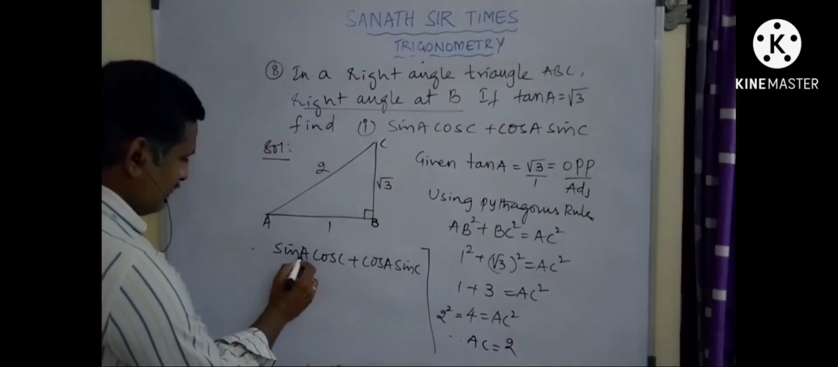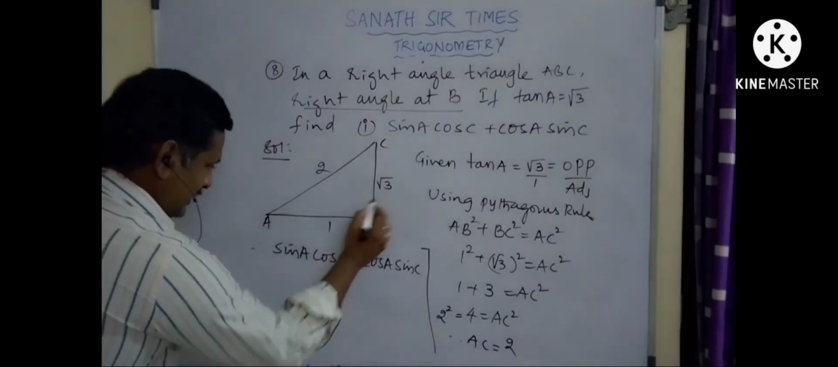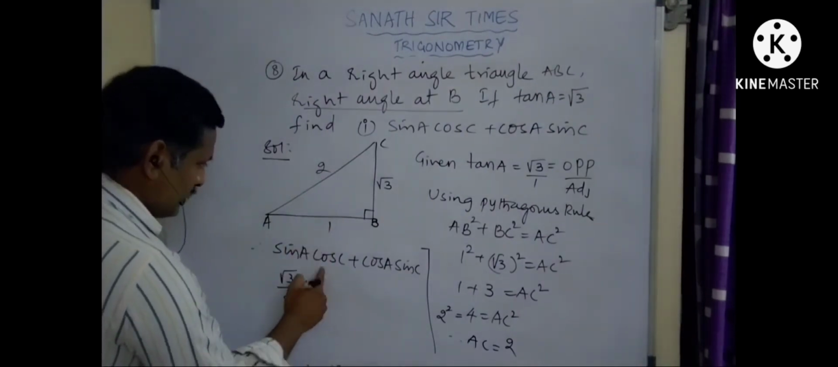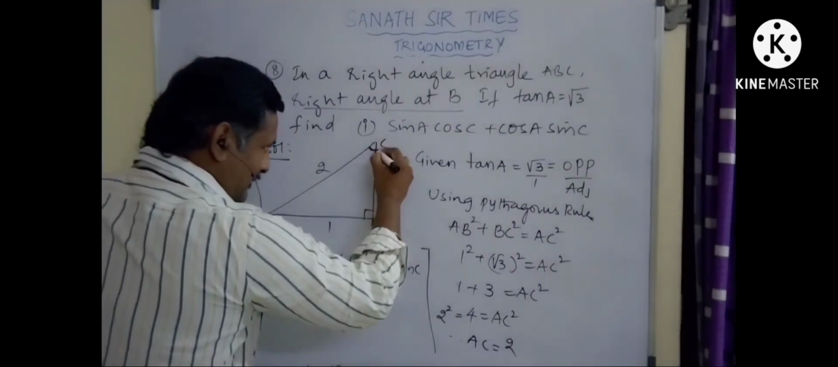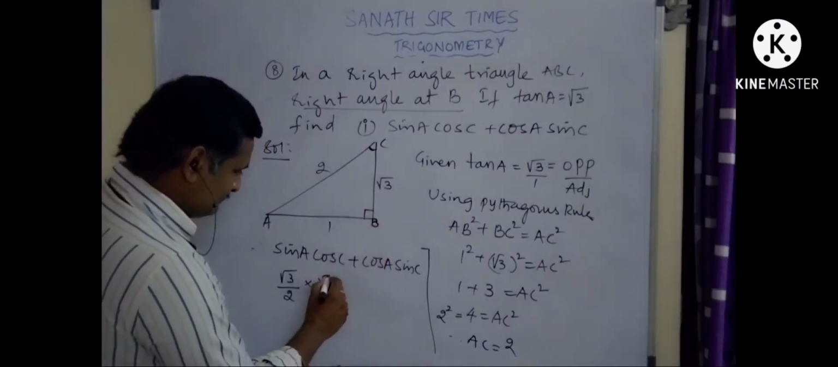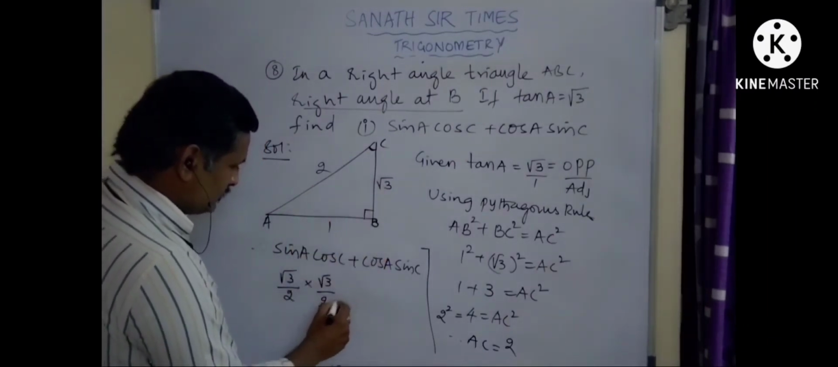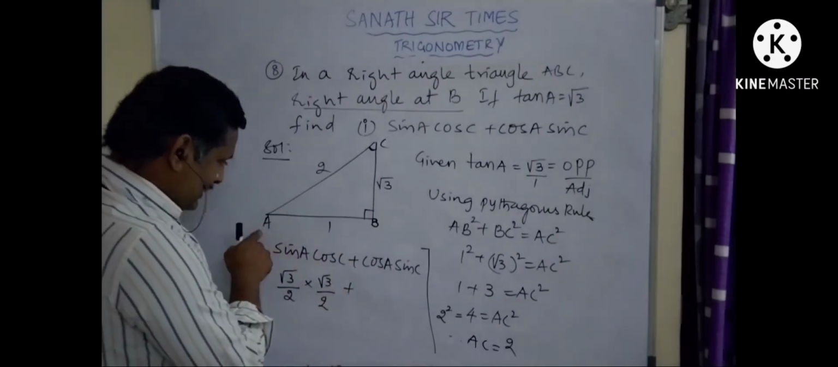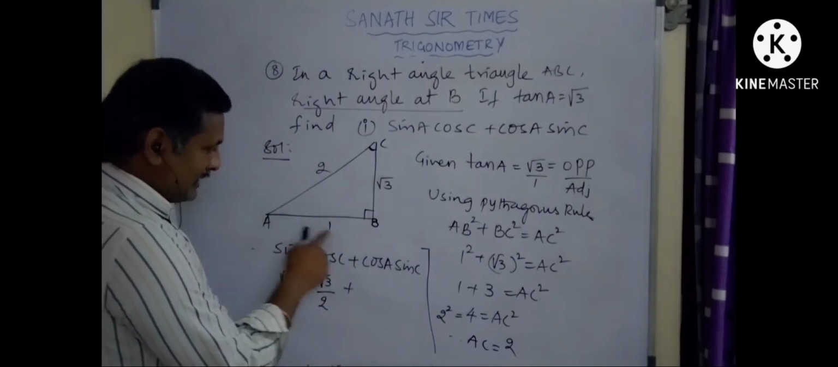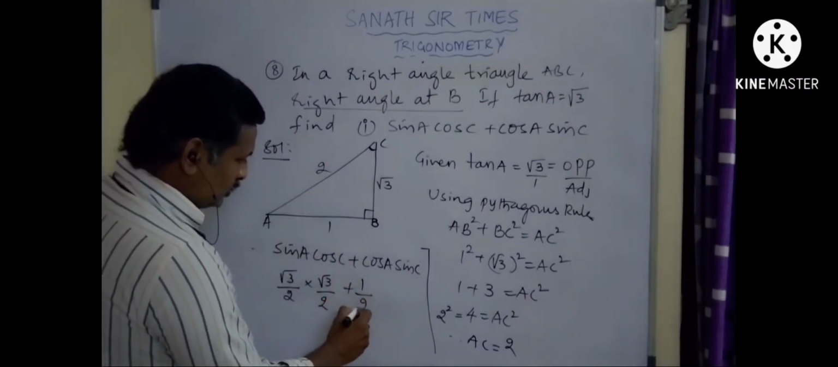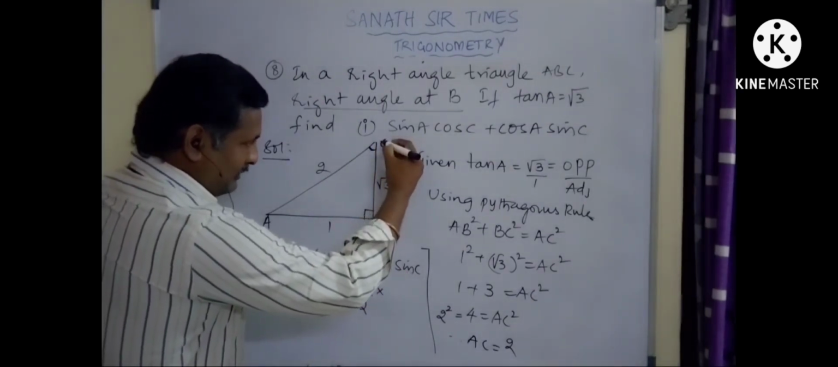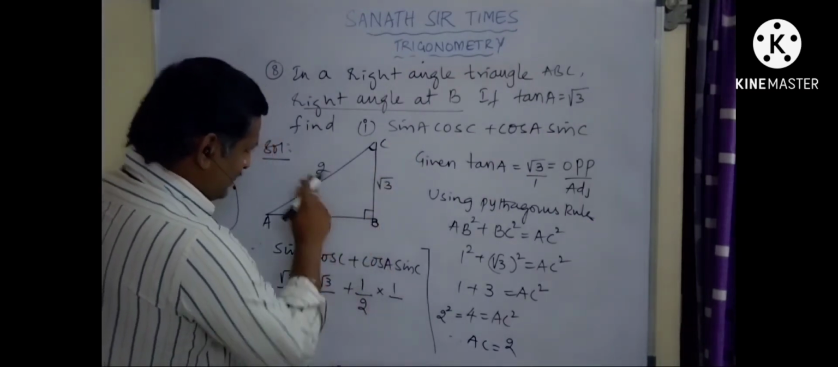Sin A, what is sin A? Opposite side, root 3, hypotenuse is 2. Cos C, here it is C, remember this is C. Cos means adjacent by hypotenuse, this is adjacent, hypotenuse is 2, plus cos A, here it is A, remember you have to target the angle given, cos A, this is angle A, adjacent by hypotenuse is 1 by 2, into sin C. Now this is the angle C, sin means opposite side 1 by hypotenuse is 2.